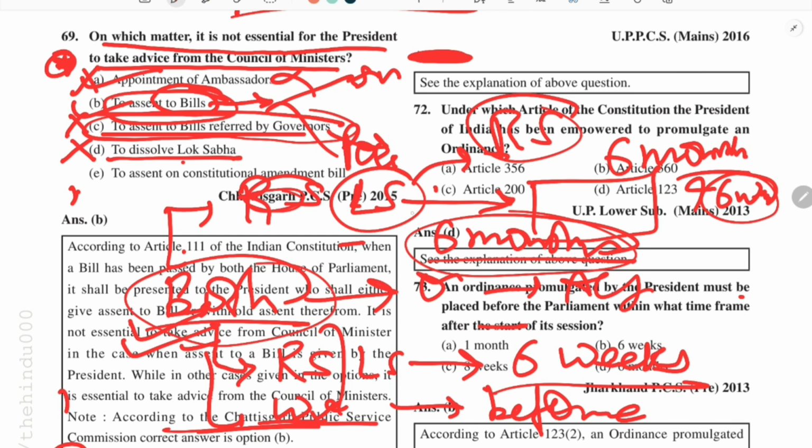So the maximum life of an ordinance can be 6 months plus 6 weeks. The 6 weeks is there because when the Lok Sabha, after dissolving, comes to power after a process of election of 6 months and reassembles, it will be given a 6 week period. So this 6 months of process plus 6 weeks extra grace period is given. In total it makes 6 months and 6 weeks. So the maximum life of an ordinance is 6 months, 6 weeks.